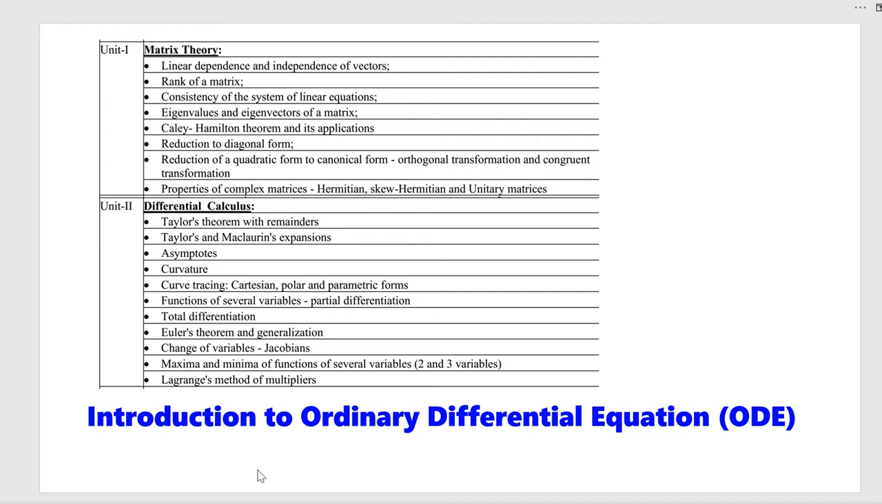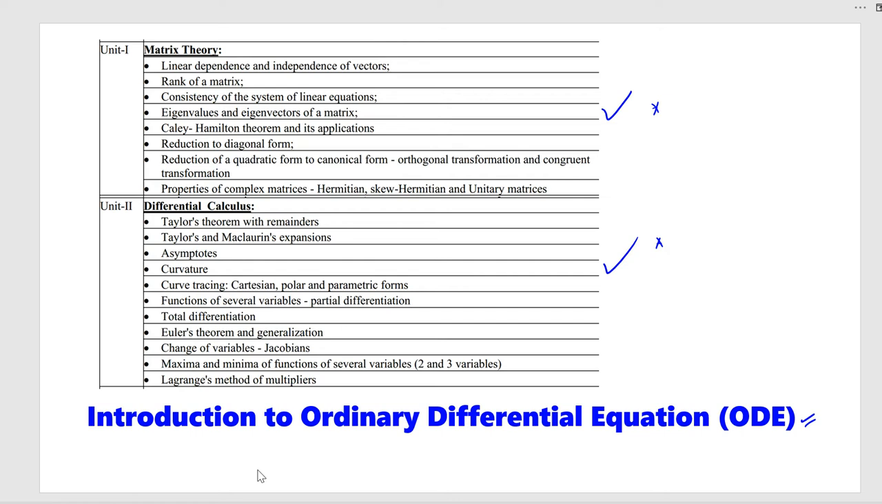So previously we have gained the knowledge of matrix theory and differential calculus. These two will be useful somewhere in unit 3. So today we'll be discussing definitions and other basic terminologies for differential equations, ordinary differential equations.